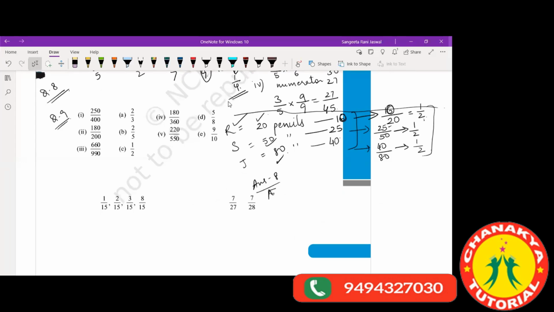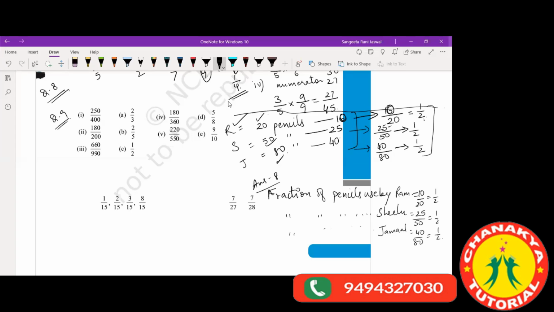Okay. Fraction of pencils used by Ramesh is equal to 10 by 20, which is equal to 1 by 2. Then same statement, fraction of pencils used by Sheelu, which is 25 by 50, which is again equal to 1 by 2. Again, same statement, fraction of pencils used by Jamal. That's 40 by 80, which is equal to 1 by 2.